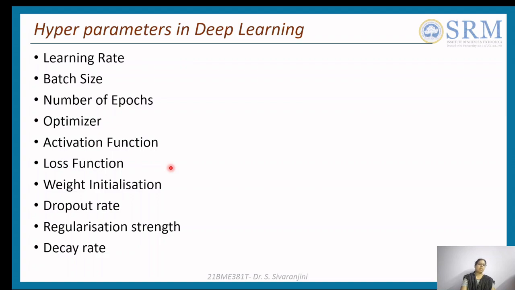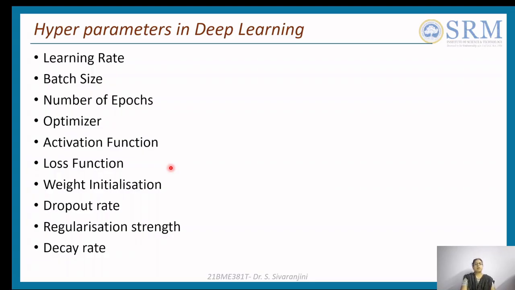The loss function tells you how much your intended output, I mean the targeted output, differs from the output that you have predicted. This loss function will give you that. And for weight initialization, there are different methods which can be used. You initialize the weights, then multiply them with the input and calculate the weighted sum.